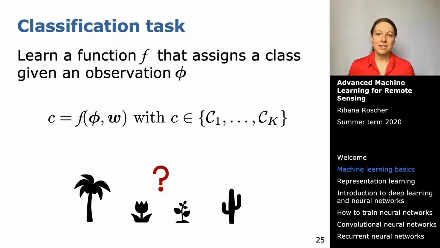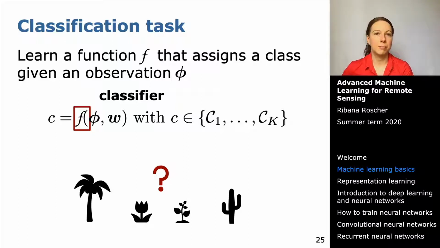For a classification task, you learn now a function f that assigns a class given an observation phi. So this class is discrete, and you have a set of classes, and this set needs to be predefined. And this classifier f depends on the observations. That means your observations which are collected in the feature vector and your parameters w.